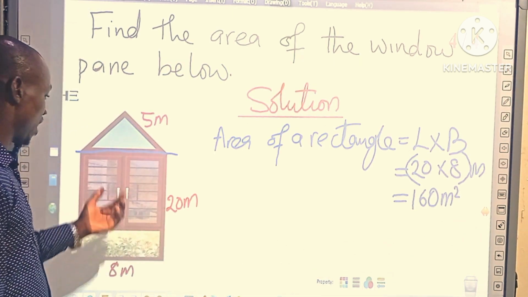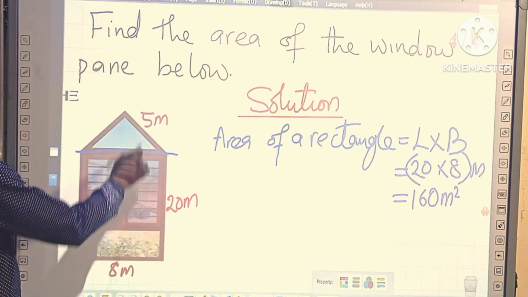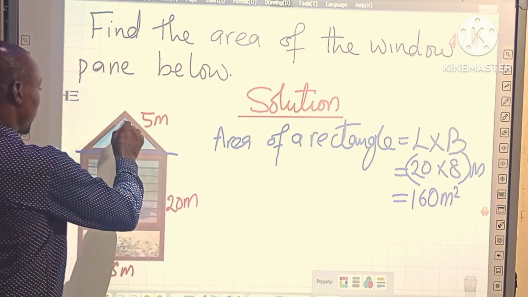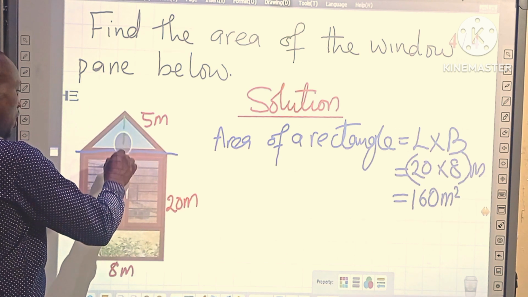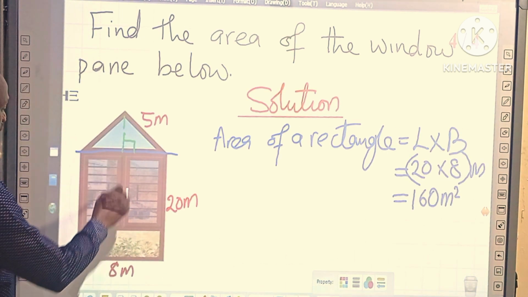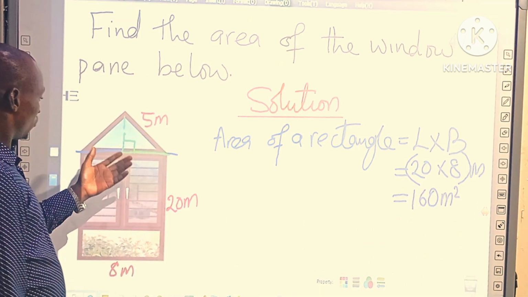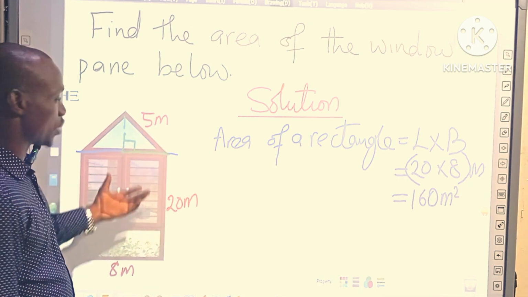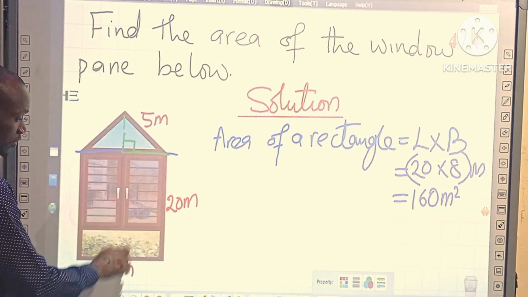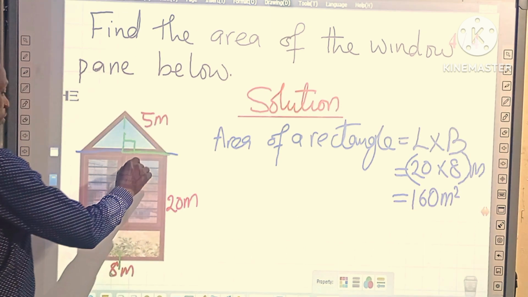And from what we have on the board, the triangle has a slant height, and the slant height cannot be used to look for the area. So the first thing we must do is to determine the what? Perpendicular height. Now, for us to determine the perpendicular height, we must know the base of the right angle triangle. The size of the base of this right angle triangle will simply be half of the base of the rectangle, which is simply what?